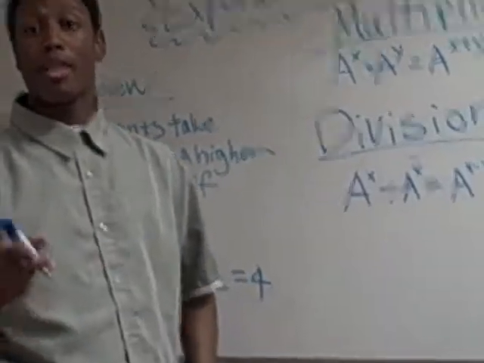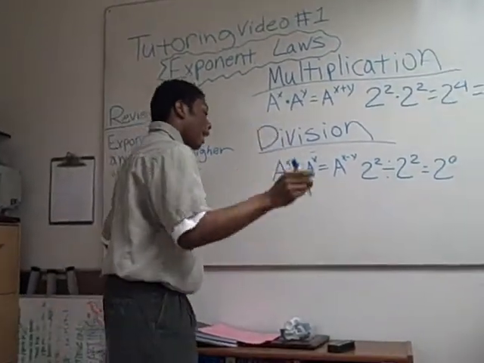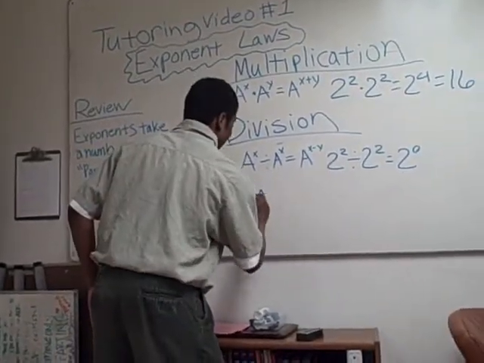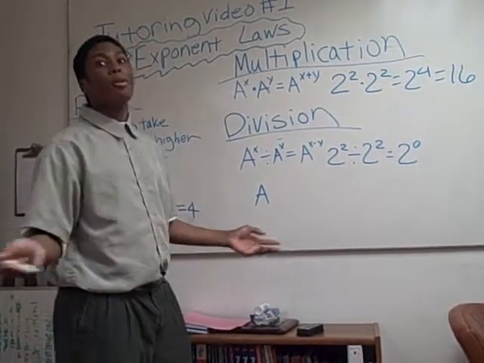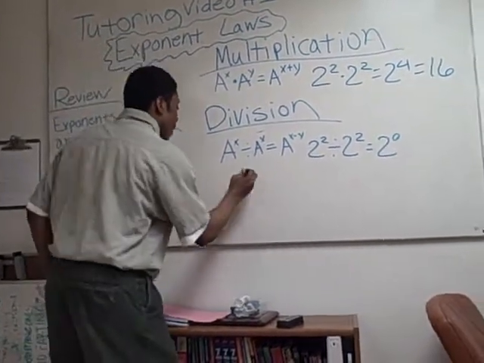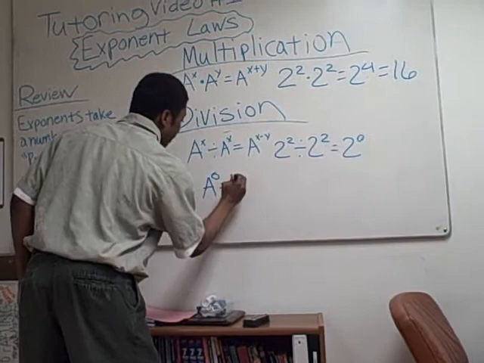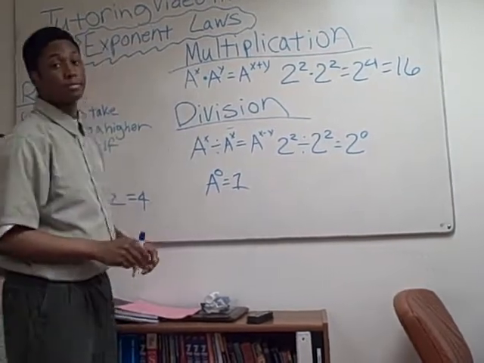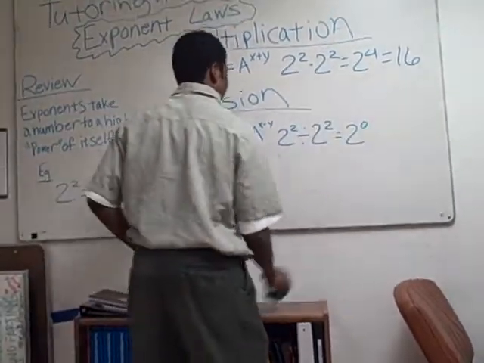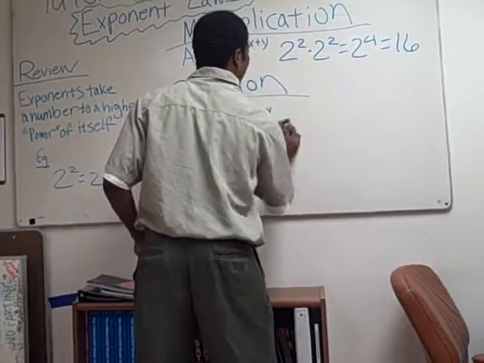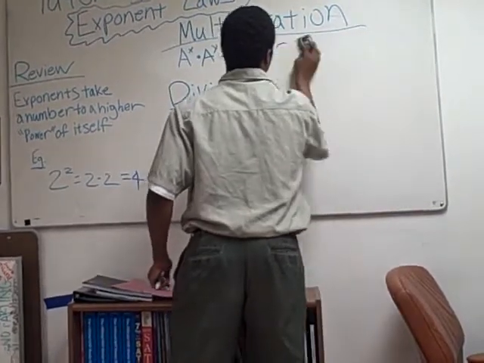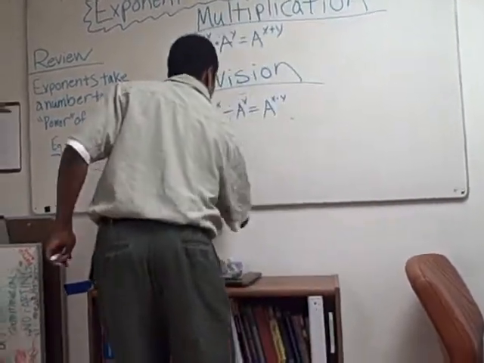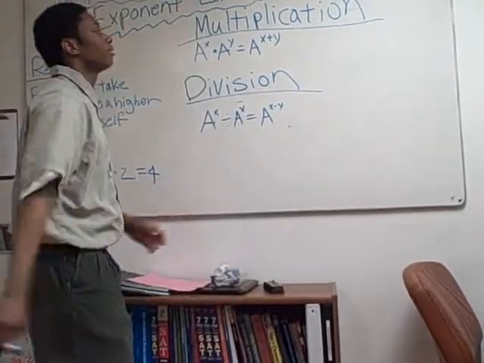Now this comes up to another law. If anything, doesn't matter what it is, x, y, 1 billion, if it goes to the power of 0, it's always going to equal 1. So why is that? Why does it equal 1? Well, let's try out a new little game.